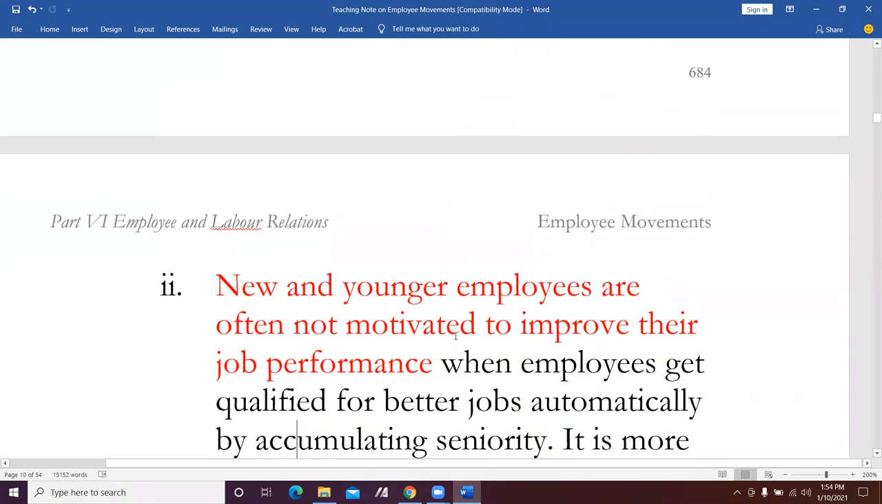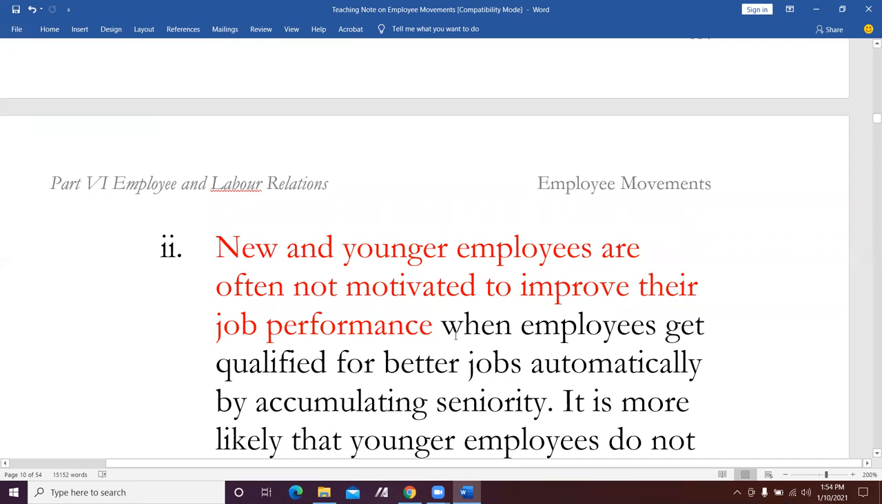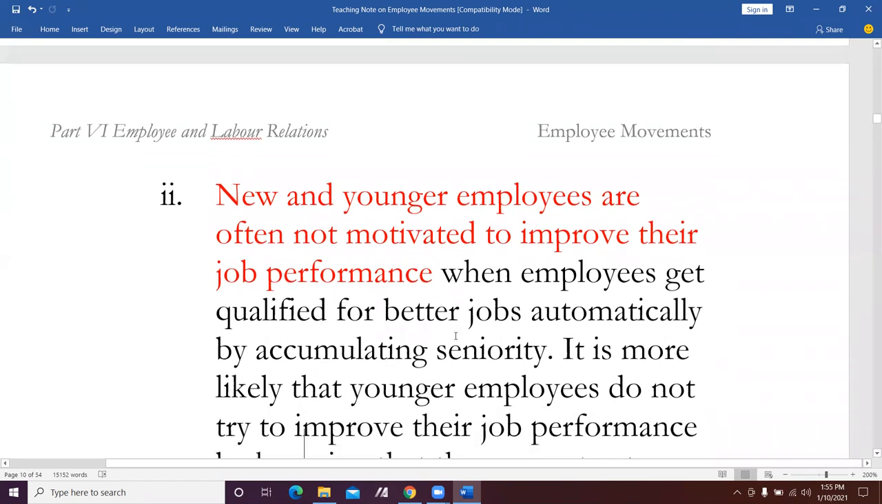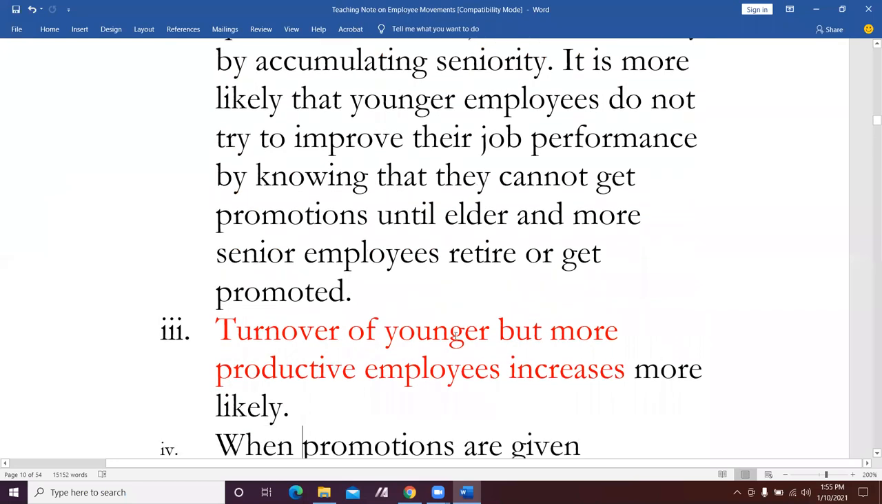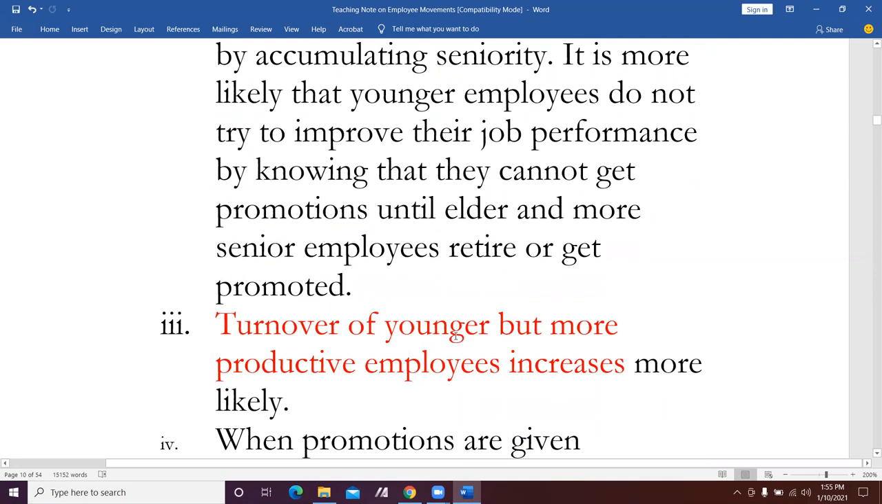Then the second disadvantage: when we give promotions based on seniority, what will happen to the motivation of new and young employees? The answer is definite. That is negative. When employees get qualified for better jobs automatically by accumulating seniority, definitely new and young employees will get demotivated. They may have less tendency to improve their job performance. That is another big disadvantage if we use only seniority when giving promotions. Then turnover of younger employees will get increased.